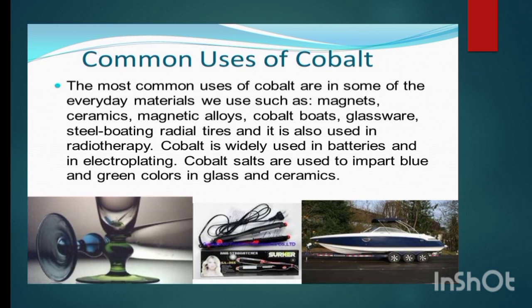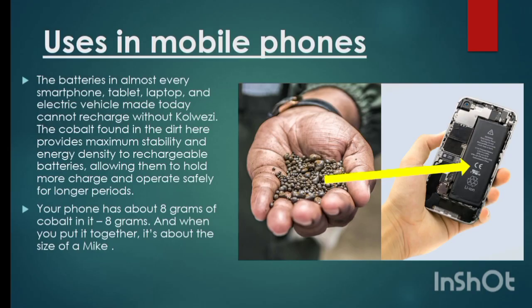Common uses of cobalt. The most common uses of cobalt are in some of the everyday materials we use such as magnets, ceramics, magnetic alloys, cobalt boards, glasswares, steel belting, radial tires, and it is also used in radiotherapy. Cobalt is widely used in batteries and in electroplating. Cobalt salts are used to impart blue and green colors in glass and ceramics.